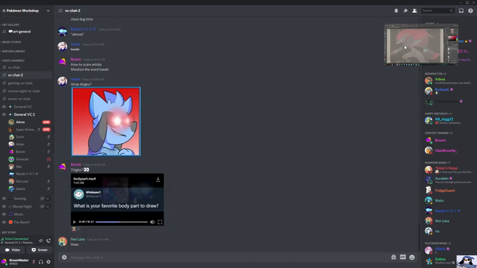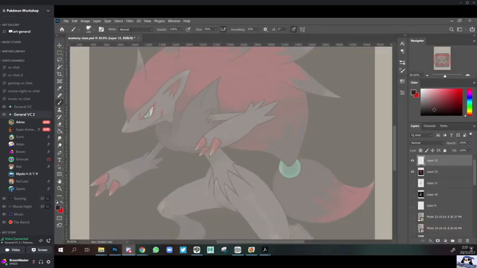I don't know. Zoroark's got a stick for a body, I'll tell you that. For some Pokemon, there is definitely anatomy in there, but like what you said, almost all Pokemon have some sort of anatomy in mind.